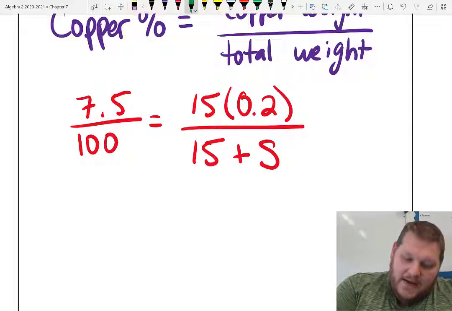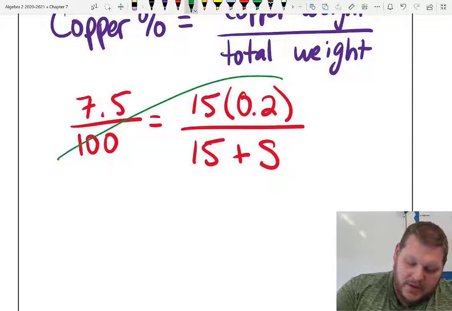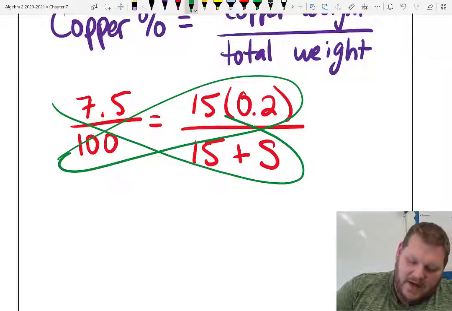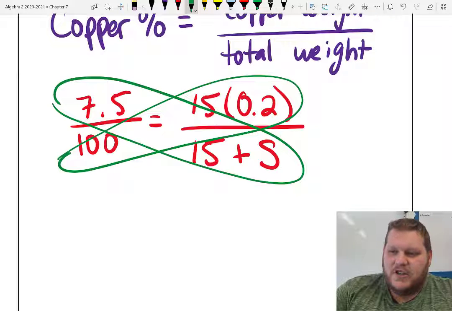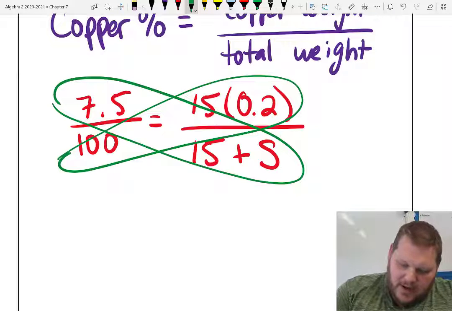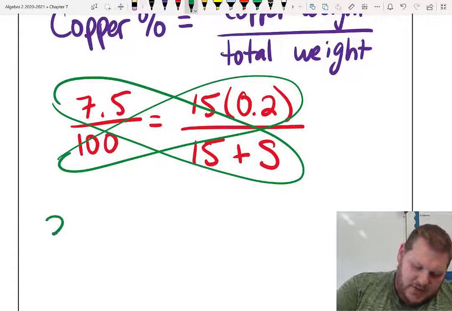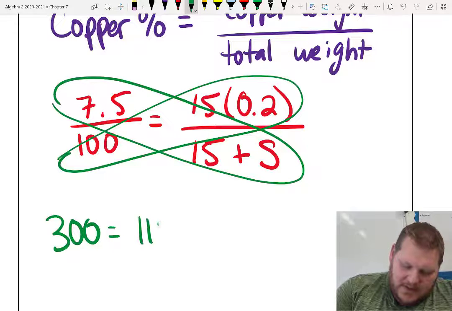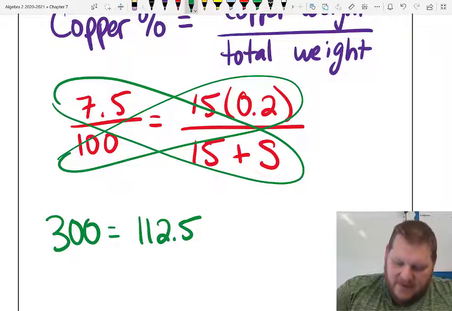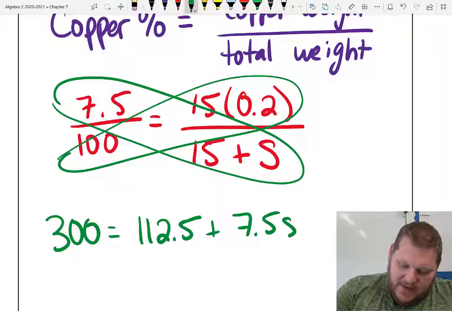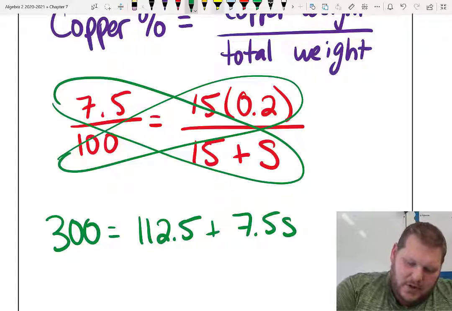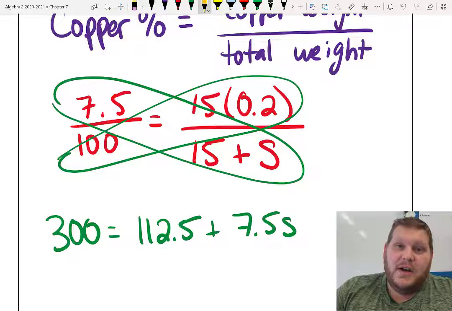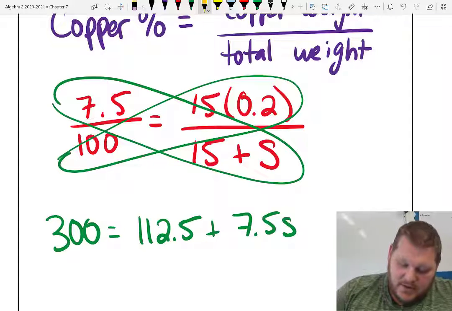So now that we have that set up, we can go ahead and just cross multiply. 100 times that, 7.5 times that, which 15 times 0.2, that's just 3. So 3 times 100 gives me 300. 7.5 times 15 is 112.5. 7.5 times s is just 7.5s. Obviously, you use a calculator on that stuff. Feel free to do that as well when you're on your own. But now that I have that equation set up, I can go ahead and just solve for s. That's how much extra silver the mixture needs in order to get to sterling.